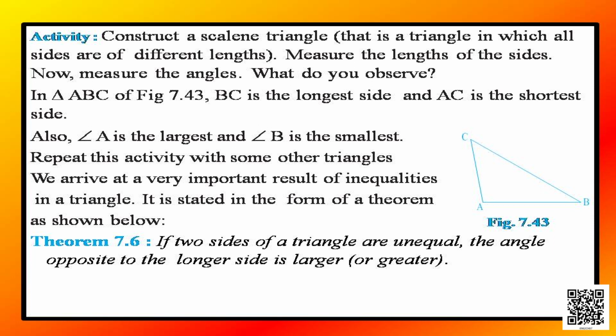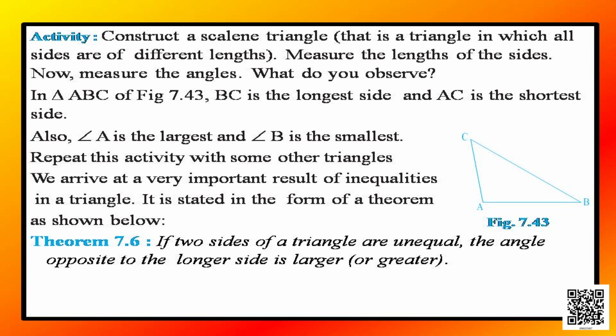So in that way we arrive at a very important result of inequalities in a triangle. It is stated in the form of a theorem. Let us discuss that. That is your theorem 7.6. If two sides of a triangle are unequal, the angle opposite to the longer side is larger or greater. I repeat, if two sides of a triangle are unequal, the angle opposite to the longer side is larger or greater.